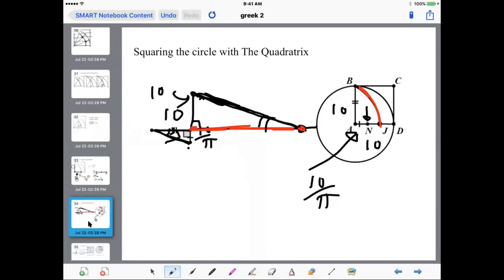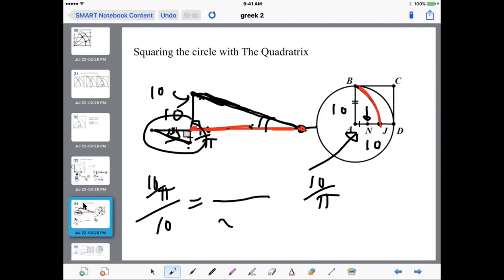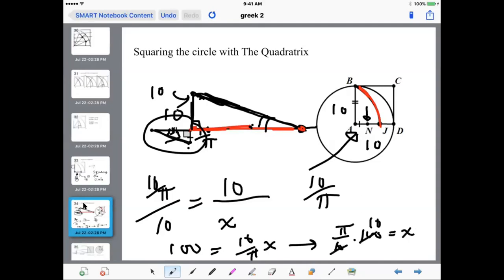Okay, I see a 10 pi, I see a 20 pi, I see a 40 pi. Similar triangles, I'll use this triangle. So 10 over pi over 10. Now in the big triangle, the missing side is the longer leg. So that's going to correspond with the 10. And the shorter leg in this other triangle is 10. So I end up with 100 equals 10 over pi times x. If I multiply both sides by pi over 10, I end up with an answer of 10 pi.